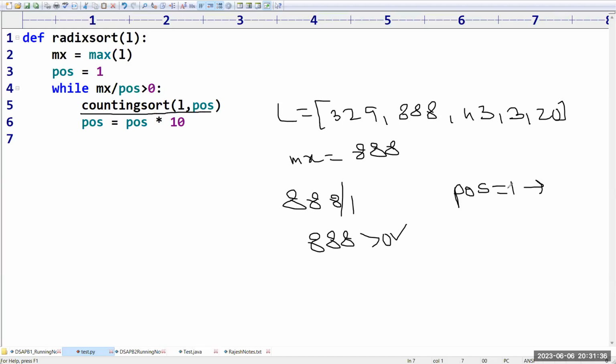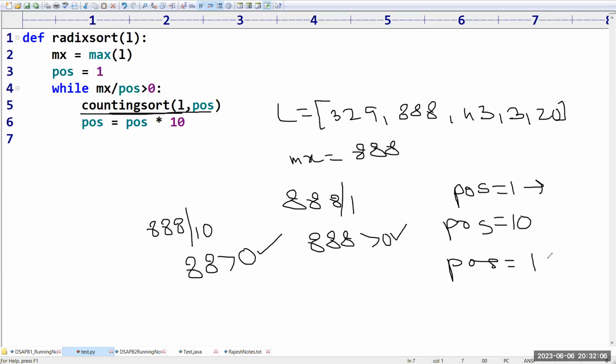After doing this, position is equal to position into 10, so now the position value becomes 10. Now we check 888 divided by 10. What is its value? 88. Is it greater than 0? Yes, the condition is true. The second time, counting sort works for position equal to 10. Then the position becomes position into 10, meaning 100. Divide 888 by 100. What output do we get? It is 8. Is it greater than 0? Yes. Perform counting sort one more time based on this position.